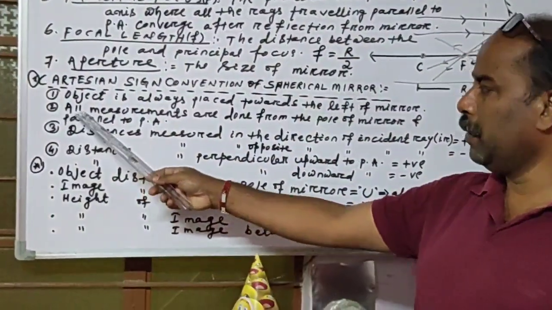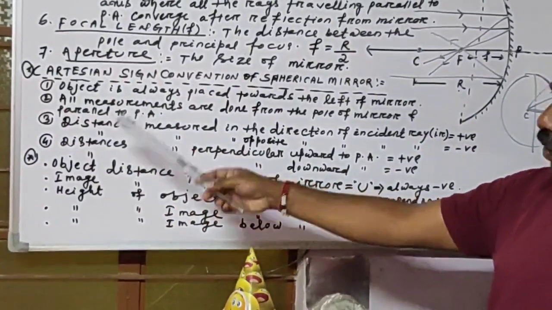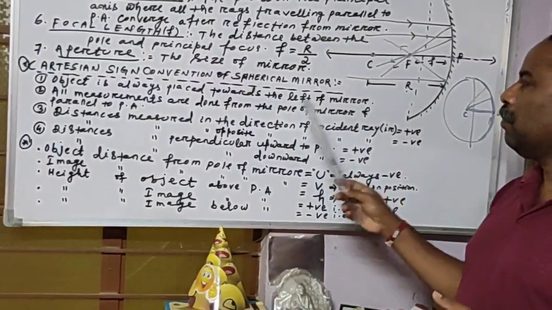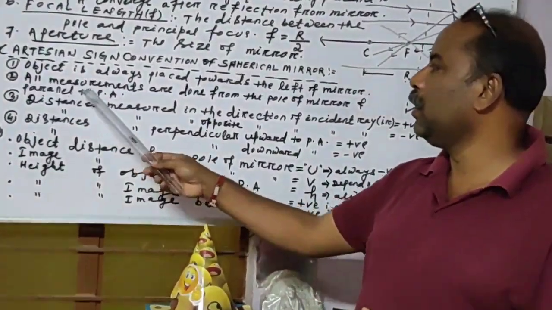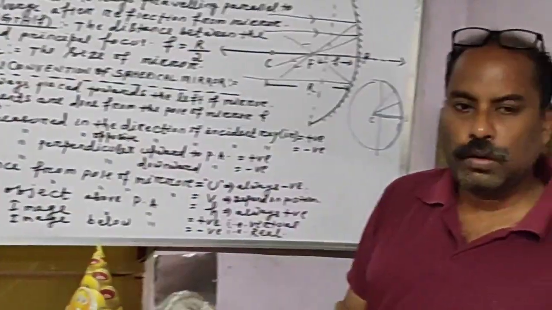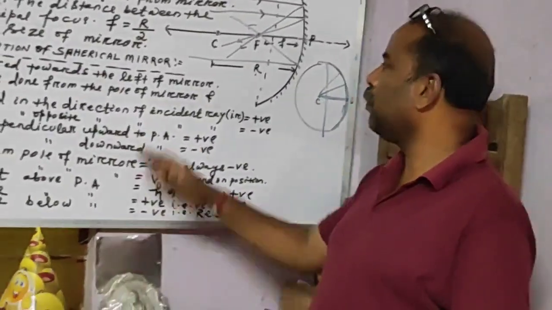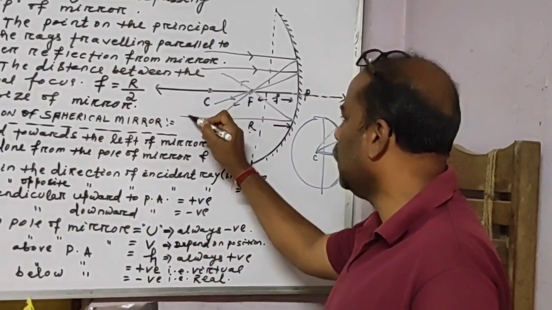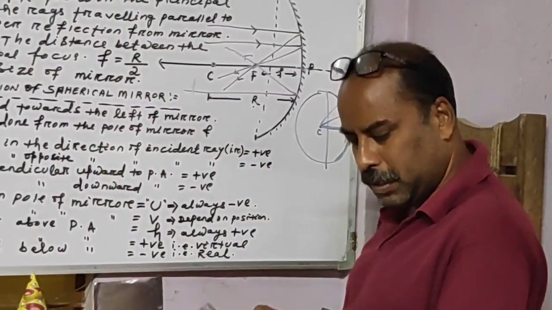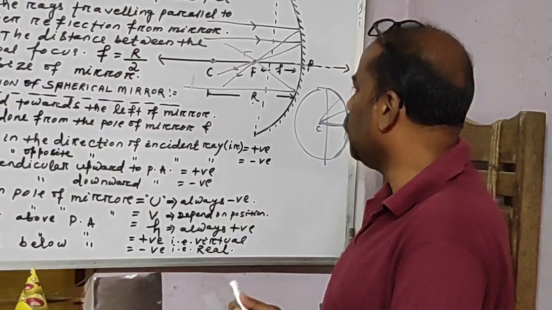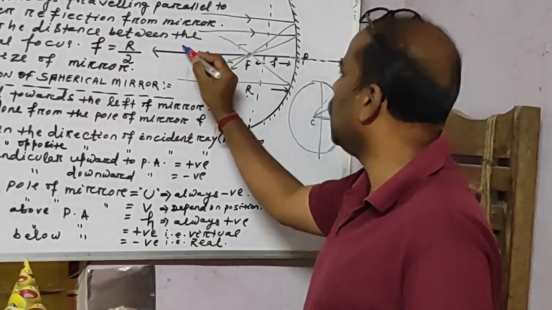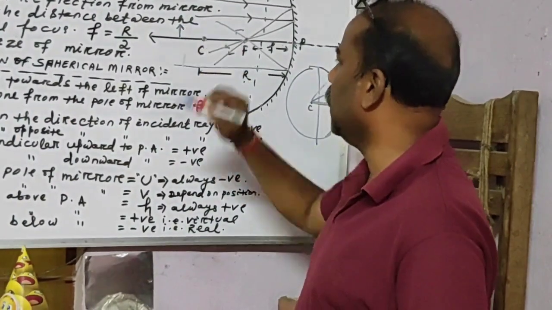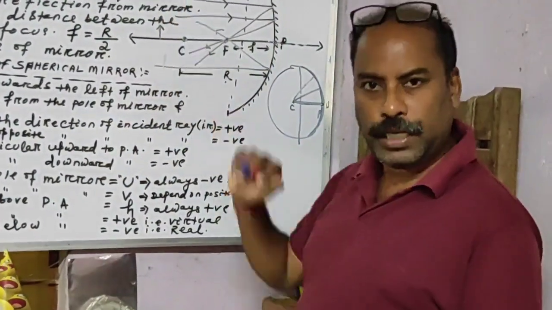Second Cartesian sign convention: all the measurements are done from the pole of the mirror, parallel to the principal axis. Suppose we have to place the object here. The principal axis is here, and we place the object here. Now you see, the object is like that, and it is always placed on the left hand side.